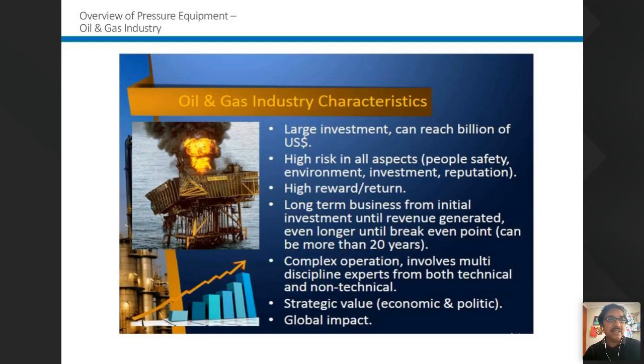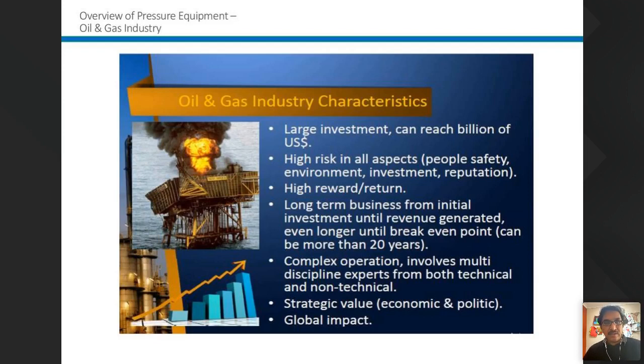Second, high risk in all aspects: people safety, environment, reputation, everything. Everything is exposed to high risk. I will give you one example. I'm not sure how many of you are aware of that. In 2010, there was a big oil leak in the Gulf of Mexico, US. BP is one of the major oil and gas companies, and they owned a platform in the Gulf of Mexico. One of the oil rigs exploded, and it caused a major oil and gas disaster in history. The estimate is 5 million barrels of oil was spilled to the coast.